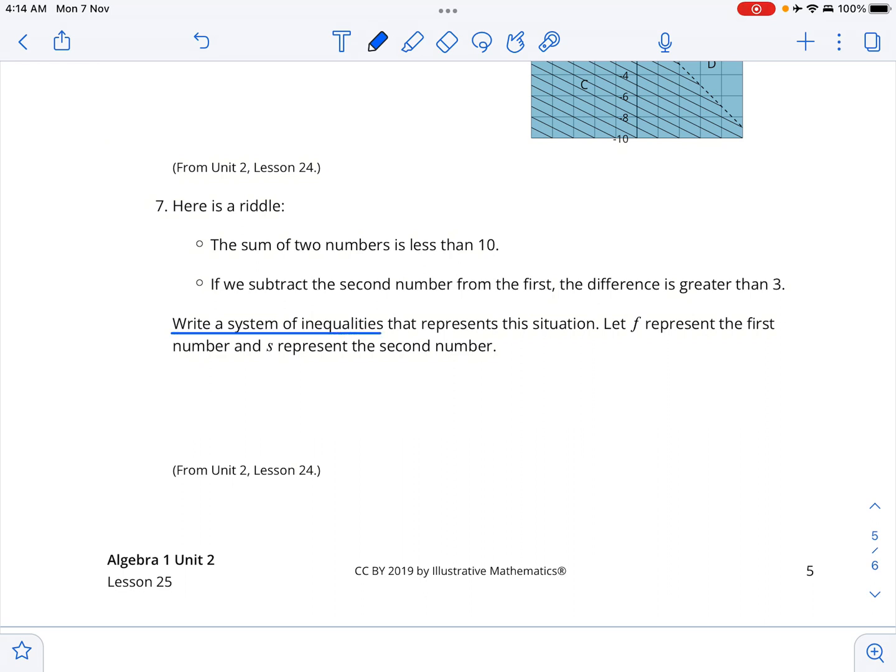So the first equation, the sum of the two numbers, so f plus s, those are the two variables that I'm using, is less than 10. So less than 10, there's my first equation. And my second equation, if we subtract the second number from the first, the difference is greater than 3, greater than 3. So that is my system of inequalities. That's the first one, there's the second one.